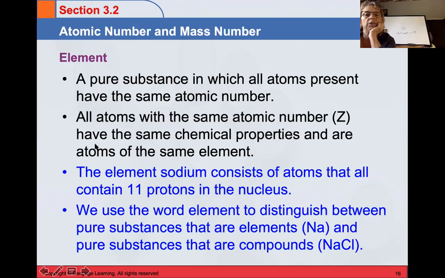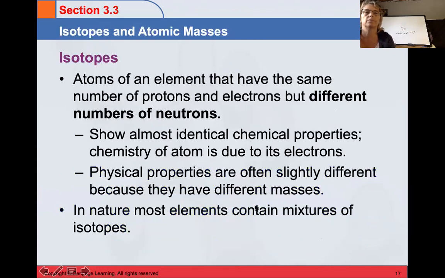All atoms with the same atomic number have the same chemical properties and are atoms of the same element. The element sodium consists of atoms that all contain 11 protons in the nucleus. And remember, we use the word element to distinguish between pure substances that are elements and pure substances that are compounds. I think that was in chapter 1 when we talked about elements versus compounds. So that's sections 3.1 and 3.2.